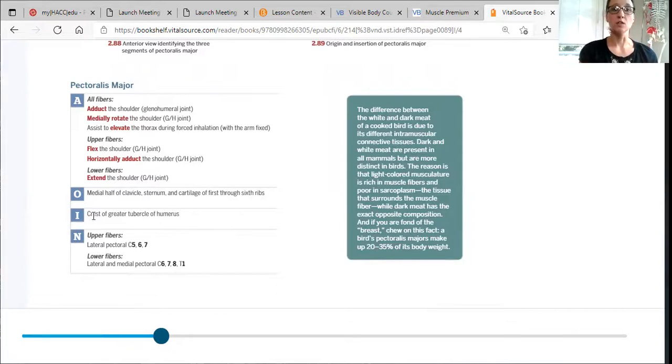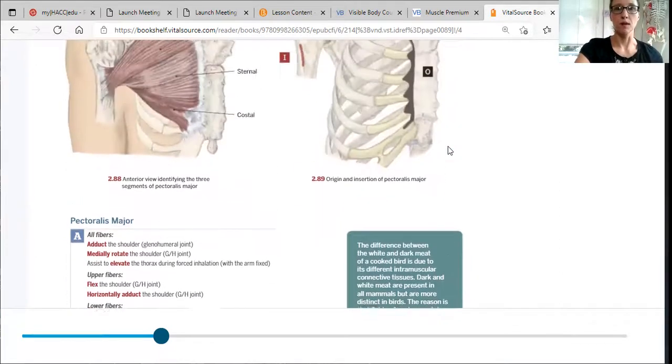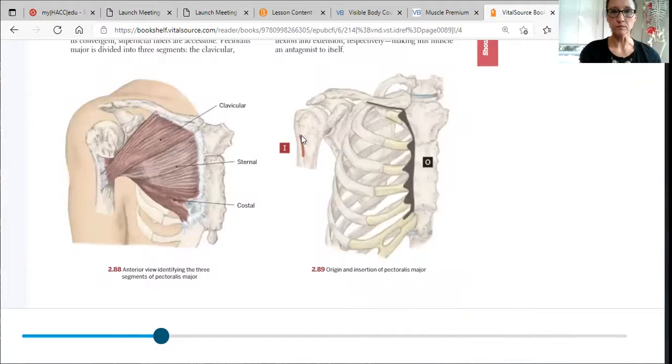The insertion is the crest of the greater tubercle of the humerus. And remember, here are our tubercles, right? Greater and lesser. The crest of the greater tubercle, right there. So greater tubercle's right there. There's the crest of the greater tubercle.